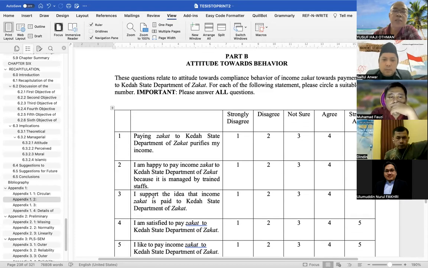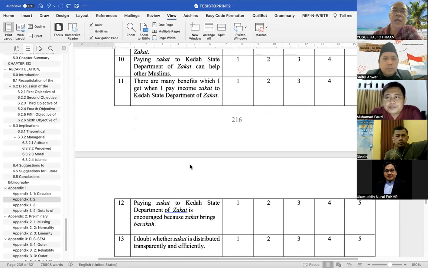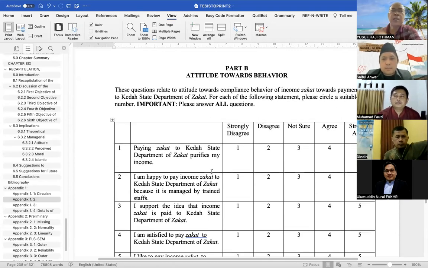Could you please check whether these questionnaire items are valid or not, right? So he checked and I passed. He said all the items are valid in the sense that it measures what it is supposed to measure. These items measure what attitude is supposed to measure. So that's number one. Face validity.